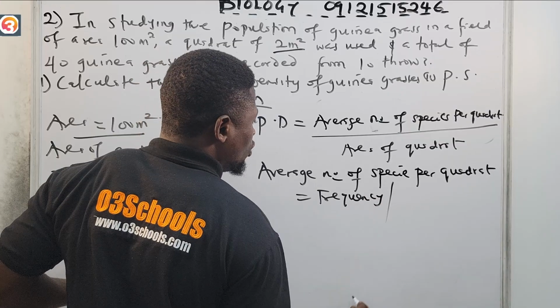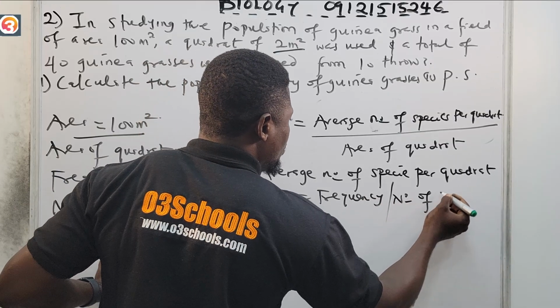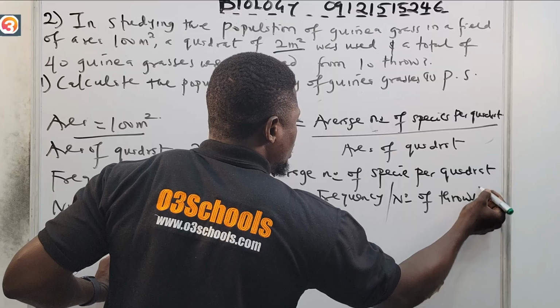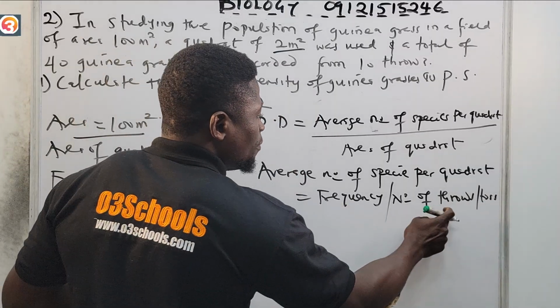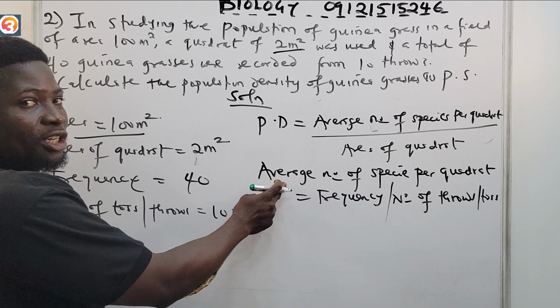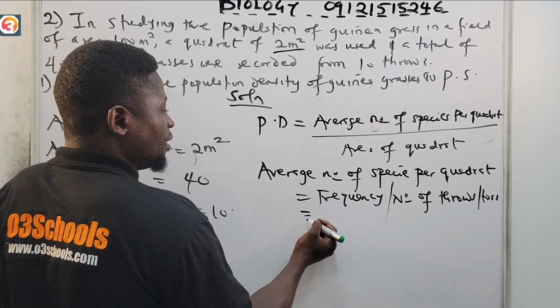Frequency all over what? Number of what? Throws, or tosses. So we have our frequency, we have number of throws. So we can calculate what? The average number of species per quadrat. So let's also calculate it now.